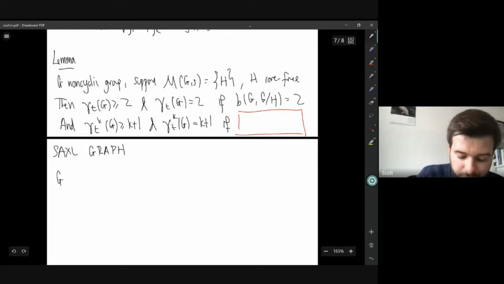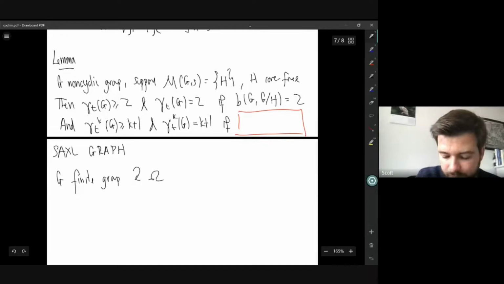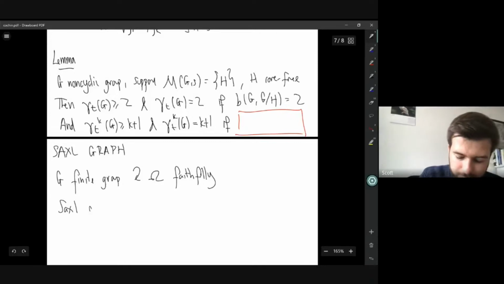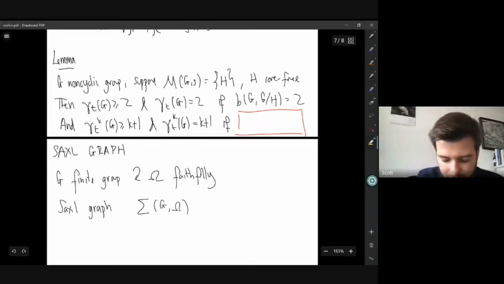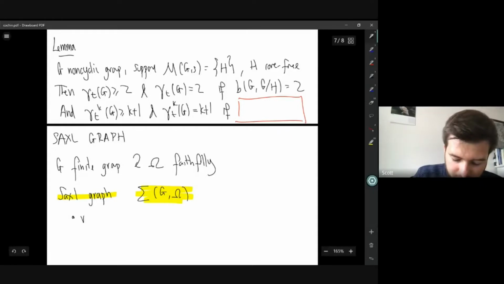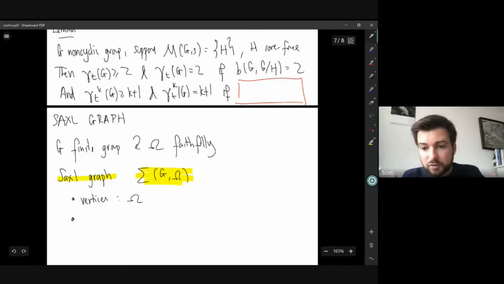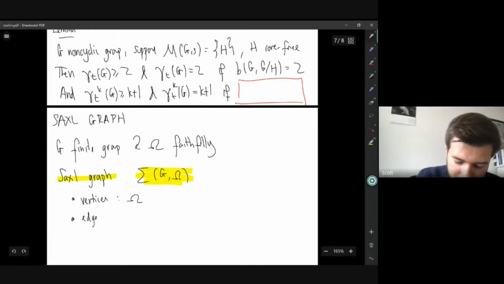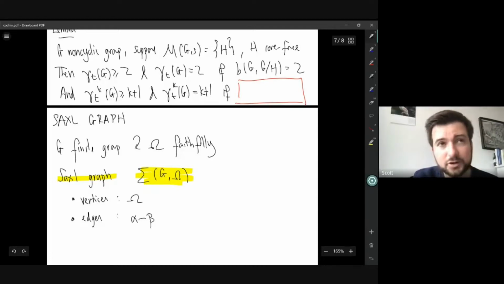So what's the definition? Well, G is a finite group acting, as usual, faithfully on a set omega. Then the Saxo graph, which is written sigma for Saxo, of G omega, captures bases in the same way that the generating graph captures generating sets. So the vertices are the points in the permutation domain, and the edges are the bases. So 2 points are adjacent if they are a base for the action.